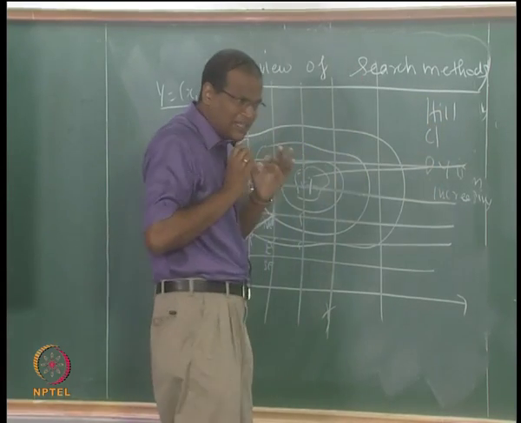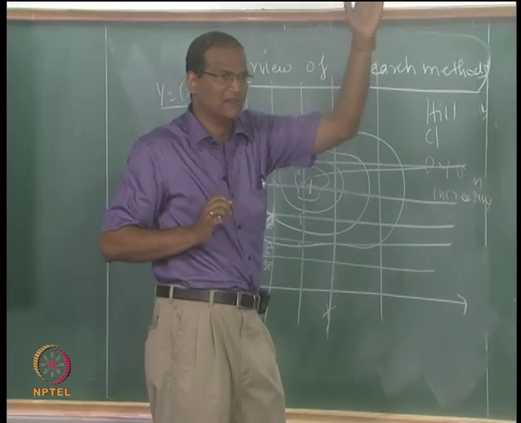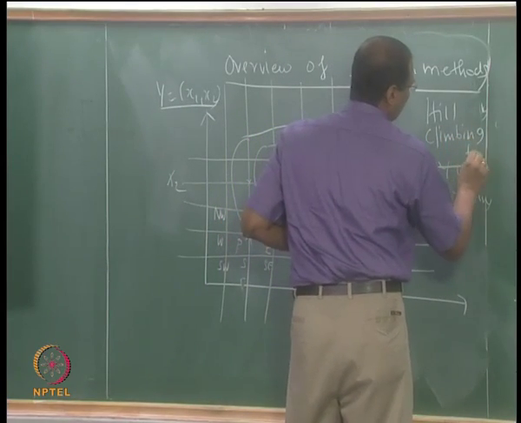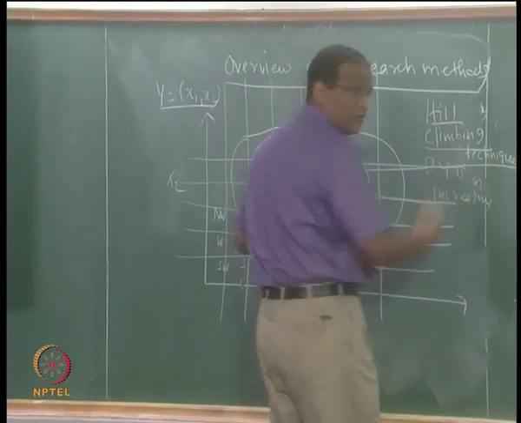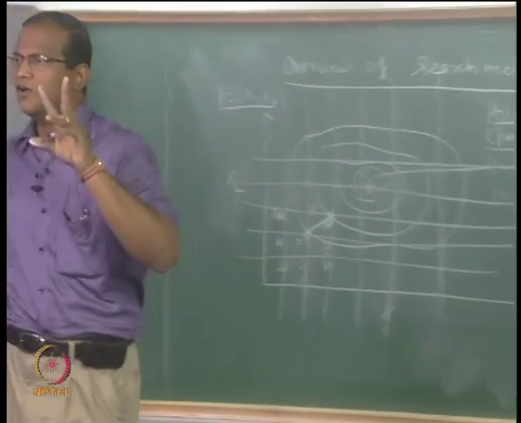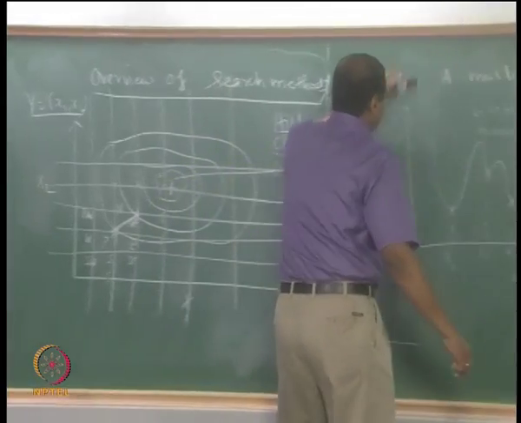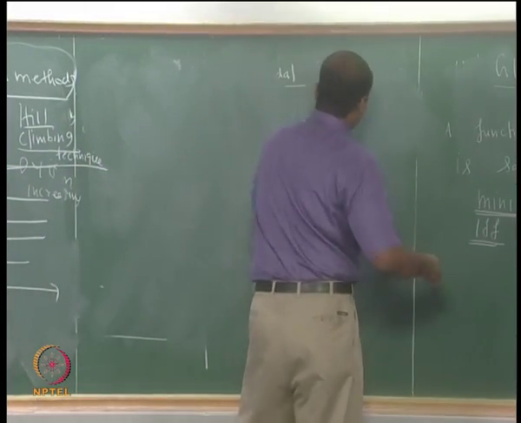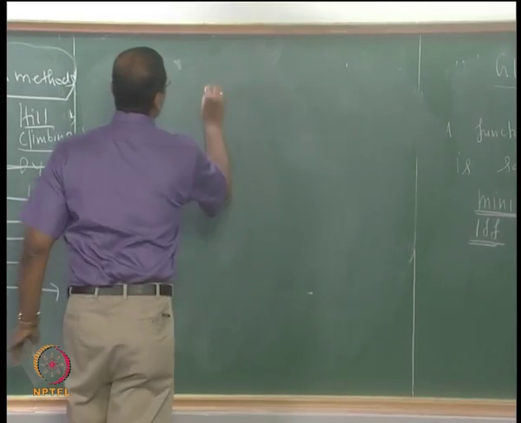I start with one guess and I try to move that guess till the value of y keeps decreasing. So this is a hill climbing technique. Conceptually you have 2 different approaches. You can have an elimination method or you can have a hill climbing method. So let us write down the framework for solving optimization problems using search techniques.